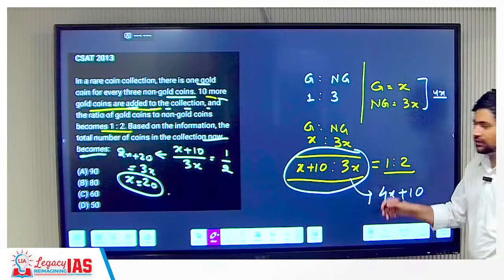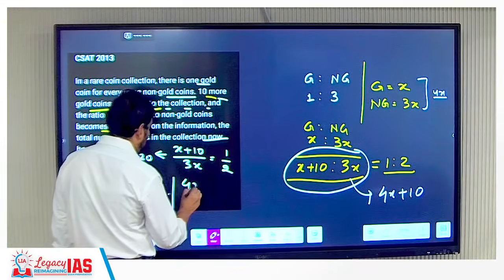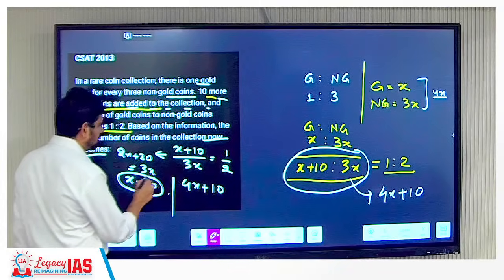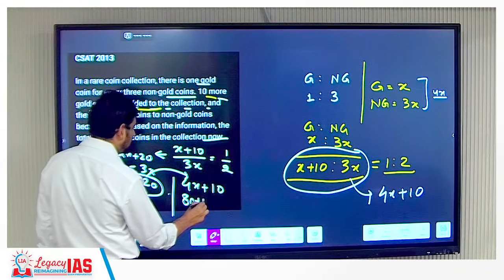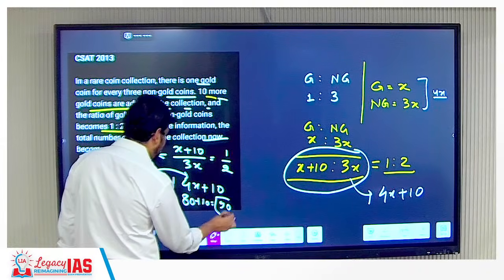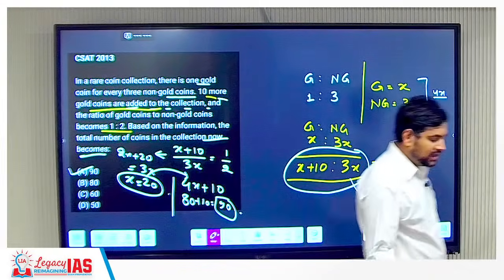Now you put the value of x. X is equal to 20. So I put it here. Now I'm calculating 4x plus 10, with x equal to 20. I put here 4 into 20, which becomes 80. 80 plus 10, the answer is 90, not 80. So A is the answer that you should be getting.